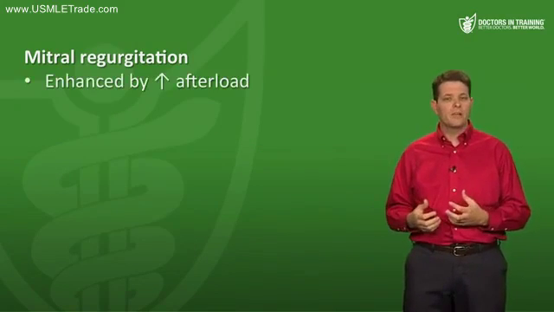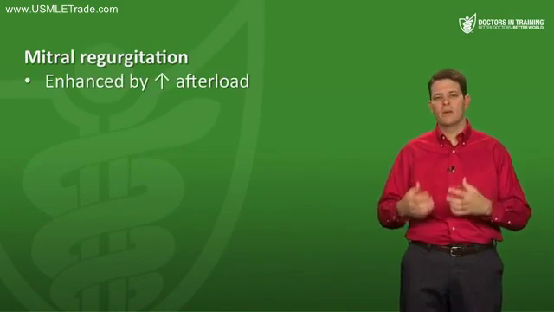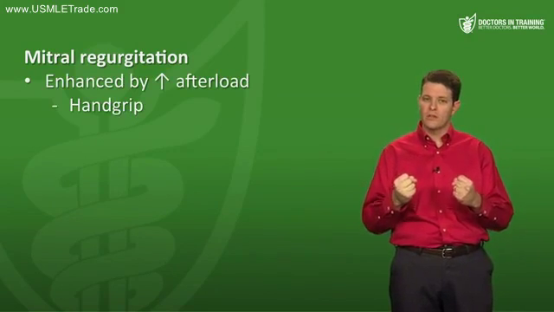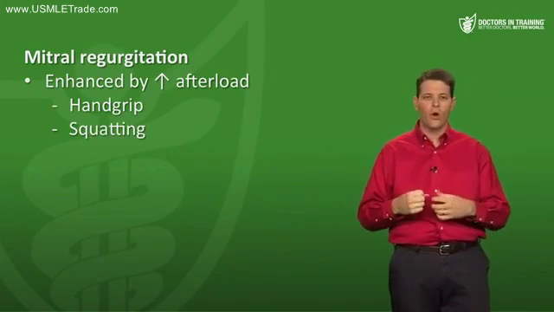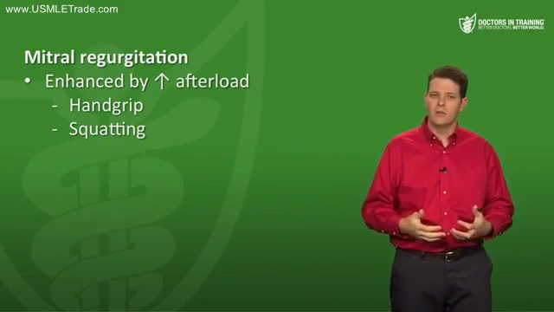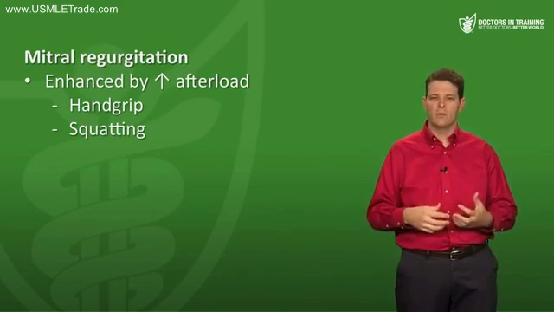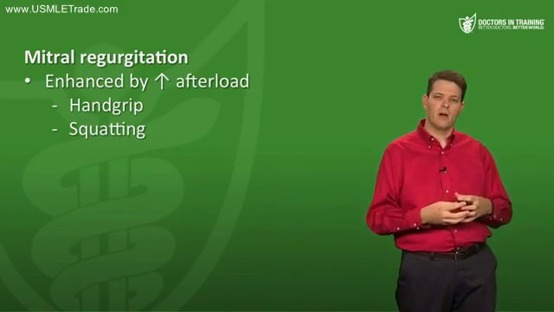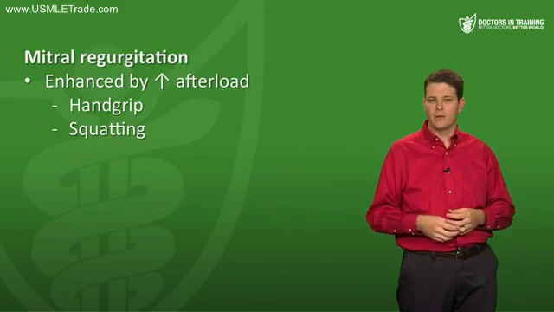Now, mitral regurg is enhanced by maneuvers that increase total peripheral resistance, or afterload. So hand grip will do this, and so will squatting. So hand grip makes it harder for the left ventricle to eject blood because there's higher afterload. So if there's more blood in the left ventricle and then more pressure, more blood is going to regurgitate back across the mitral valve, and that regurg murmur will be louder.